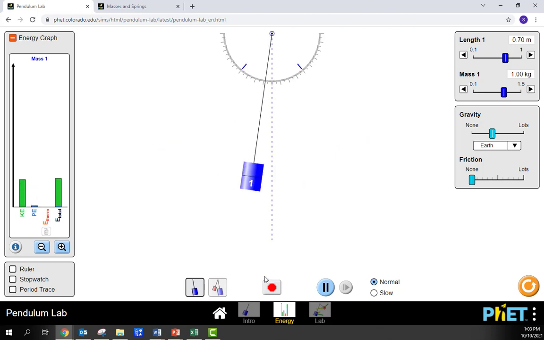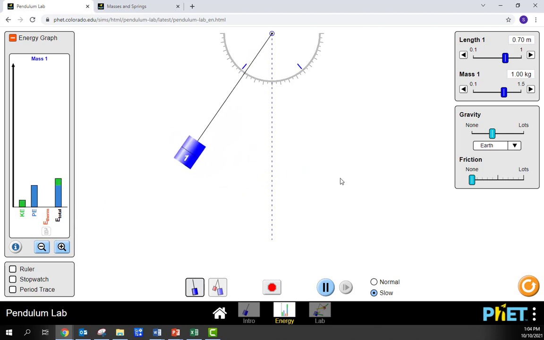So here you can see I have a pendulum. I have gotten rid of friction, so I've gotten rid of the non-conservative forces. And we'll slow it down so you can see it. As it swings, you can see the energy changes from potential to kinetic and then back to potential.